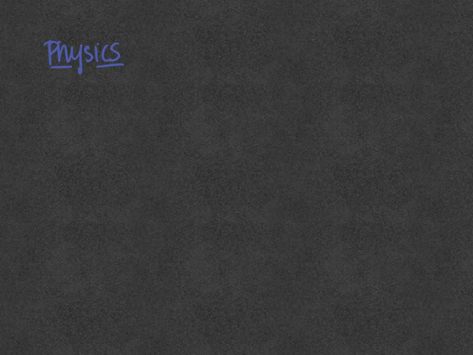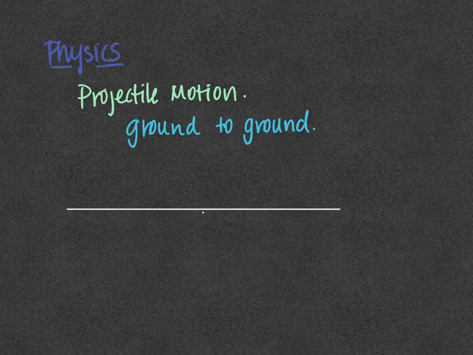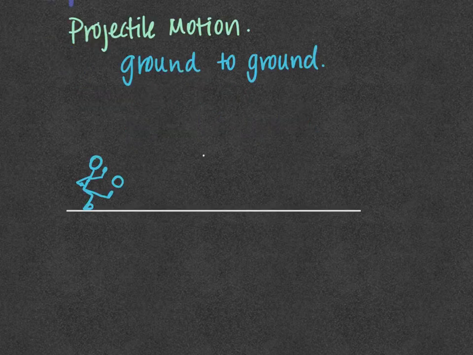We're going to look at projectile motion, but this time not a horizontal launch, but a launch that's from the ground to the ground. Imagine we have the ground here. So we have a person kicking a ball. The initial velocity is up and to the right.